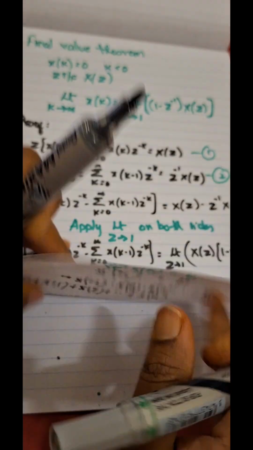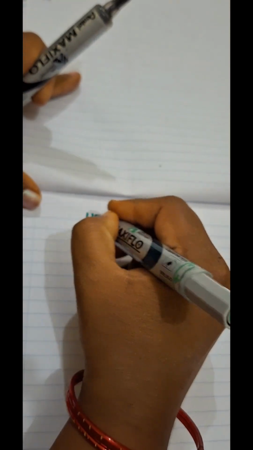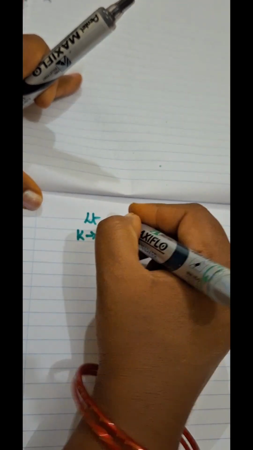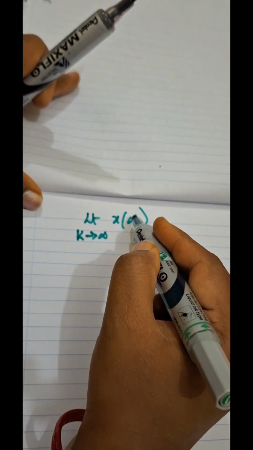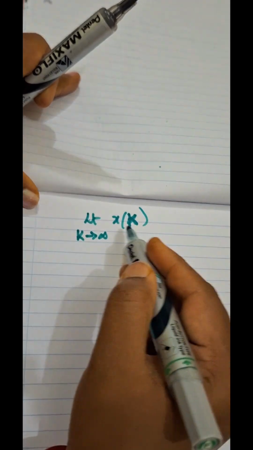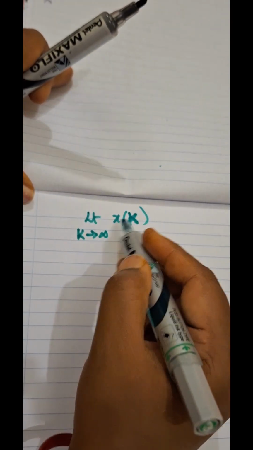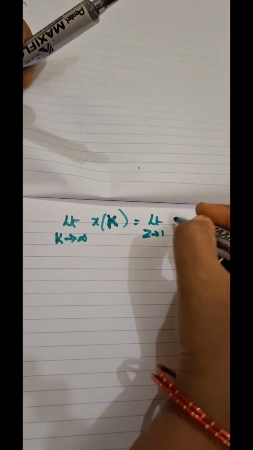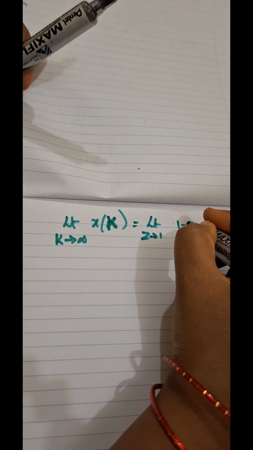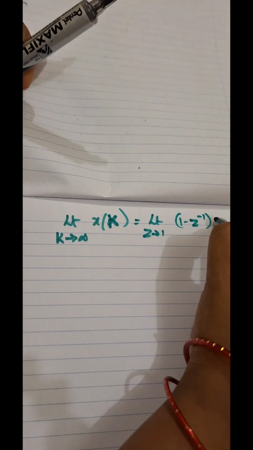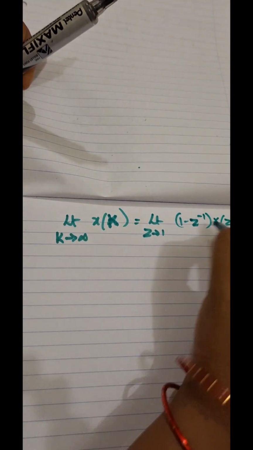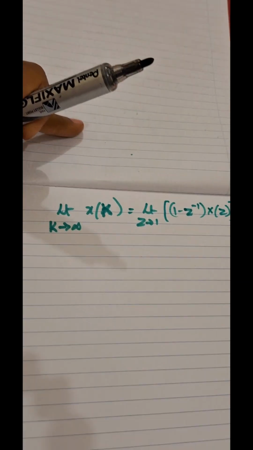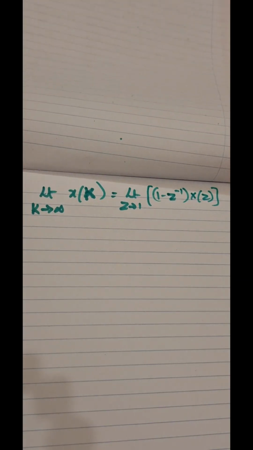Let me write the equation again, as it's not clear here. I am writing the limit as k tends to infinity, because I got x(infinity), and I am writing it as x(k) to make it look official. So the limit as k tends to infinity of x(k) is equal to the limit as z tends to 1 of (1 minus z^(-1)) X(z). This is the equation. So we proved what they want. This is the final value theorem.